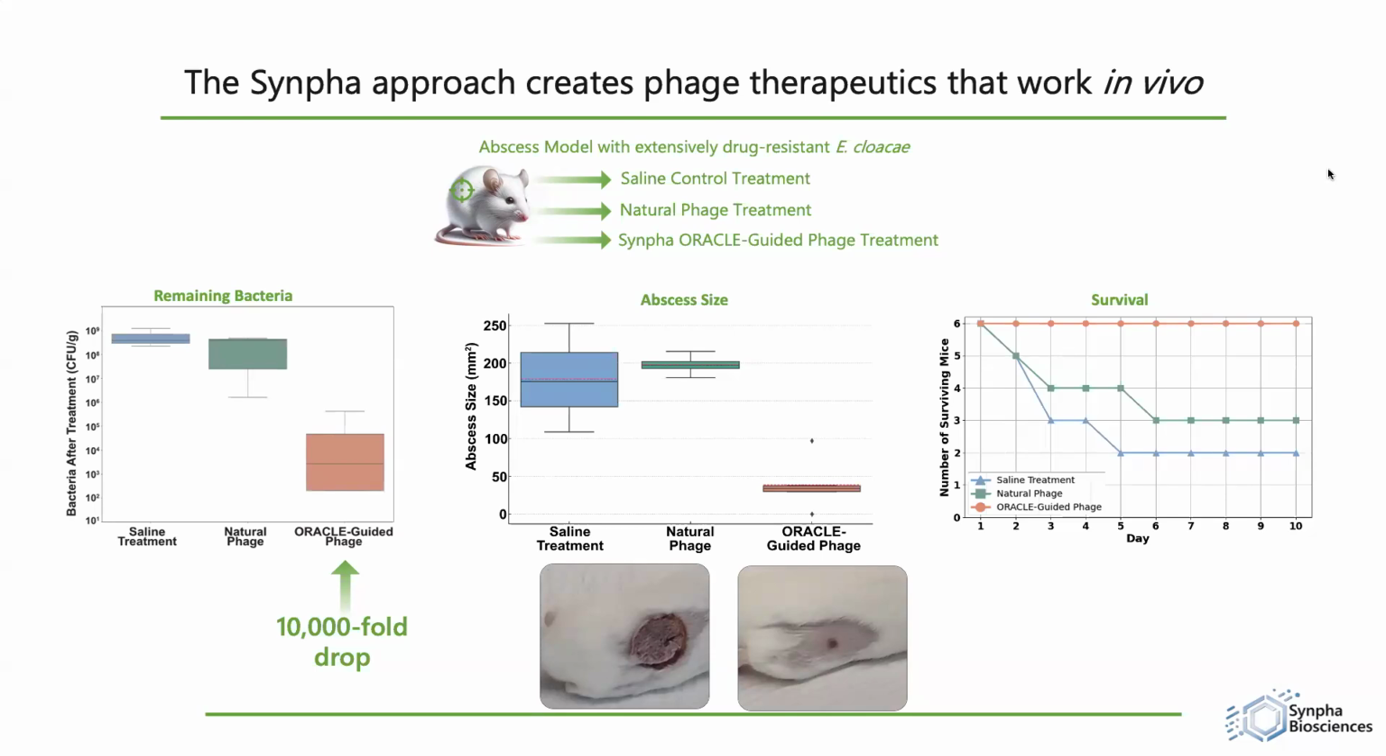We had about 10 to the 9 bacteria that we initially introduced in the challenge. At the time point at which this was measured, the saline and the natural phages had about 10 to the 8, 10 to the 9 bacteria. About a 10,000-fold drop in bacterial load with the engineered phages. So we felt like we're barking up the right tree here, and we want to move on and try other pathogens.